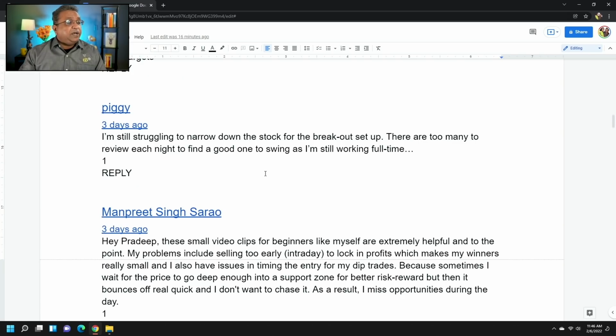I'm still struggling to narrow down the stocks for breakout setups. There are too many to review each night to find a good one to swing, as I'm still working full time. Now, the solution to your problem is in the question which you've written. If you're finding too many things, then you need to add filters to reduce the number of things which are coming in.